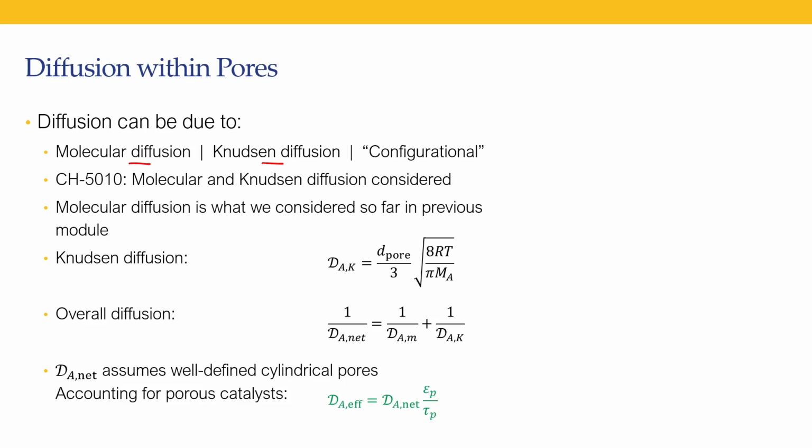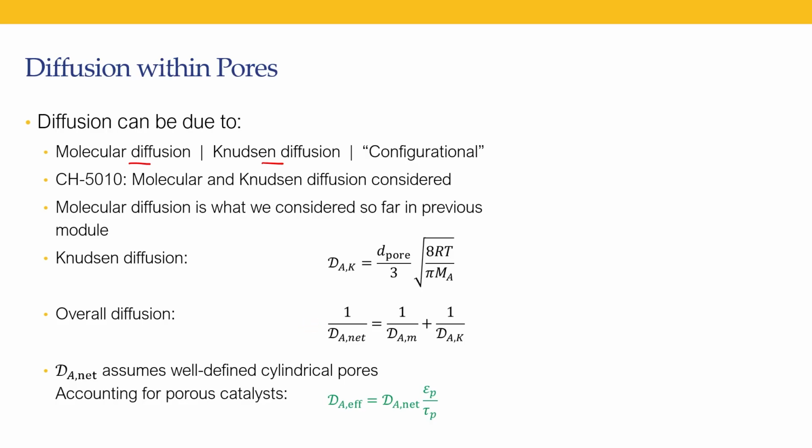Okay, that you can again see. D is directly proportional to the diameter of the pore. Larger pore means it's easier to diffuse. Larger molecule means it's more difficult to diffuse. Higher temperature means it's faster diffusion. Okay, and we talked about D_A net: the inverse of D_A net is the inverse of D_A molecular plus the inverse of D_A Knudsen.